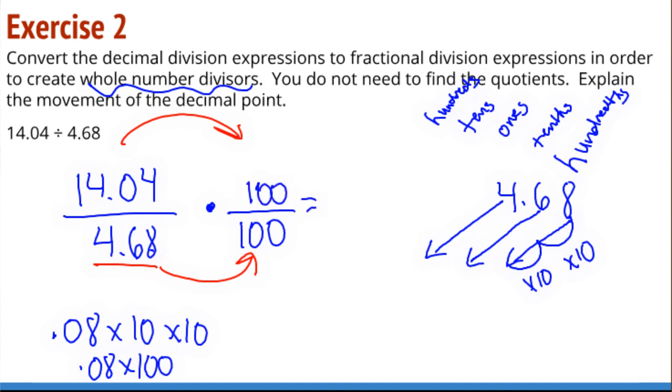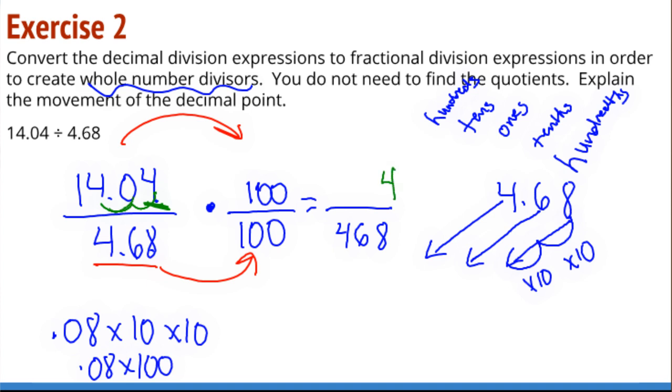So I've already figured out that the 8 will be in the ones place, and the 6 will be in the tens, and the 4 will be in the hundreds. The 4 right here is going to move from the hundreds, and it's going to move 2 spots. It's going to move tenths, ones. So the 4 will be in the ones place.